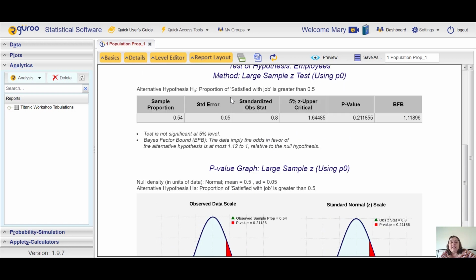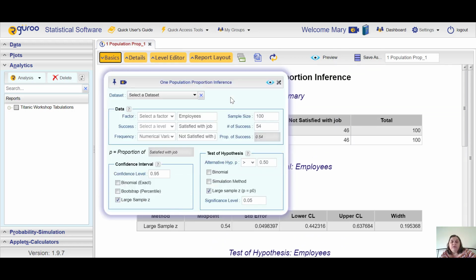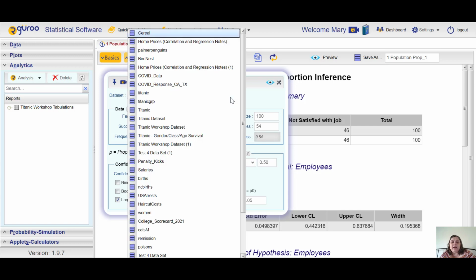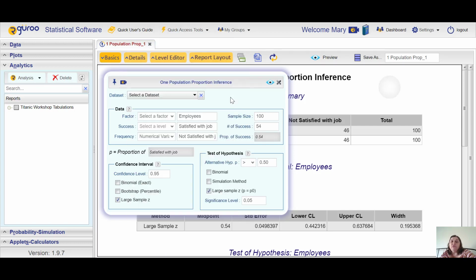Okay, so that's basically it. And again, if you wanted to do your own data set, you would just click data set, choose it, and then you would have to choose the variables, and then all of the other stuff would just populate on its own. So anytime you do one of these one population proportion inferences, whether it's a confidence interval or a test, you're going to choose large sample Z.